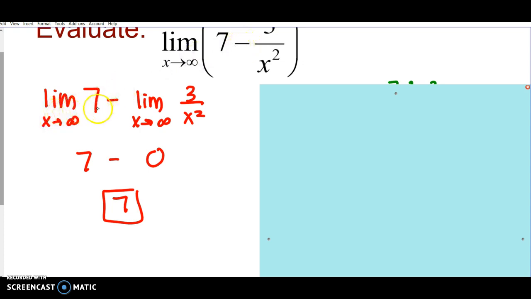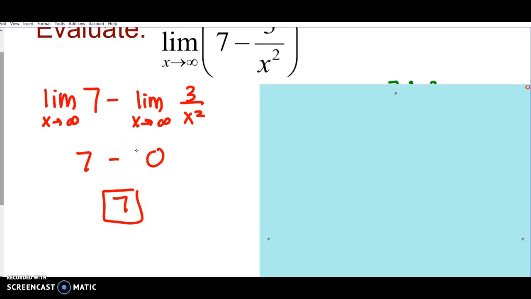So I could take the limit of 7 minus the limit of 3 over x squared. The limit of 7 as x approaches infinity is always going to be 7. But this, remember, we just talked about some of these properties. If I have 3 divided by, and I'm plugging in infinitely large values of x, this is going to go towards 0. So that's why this limit equals 7.